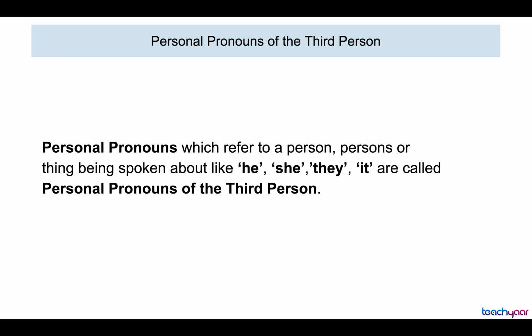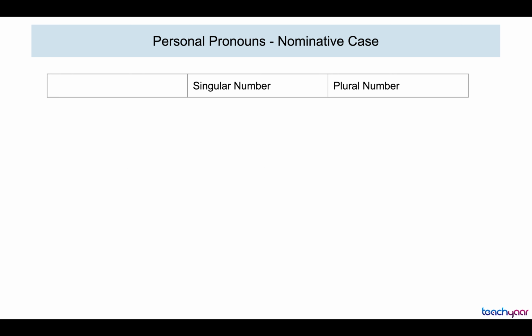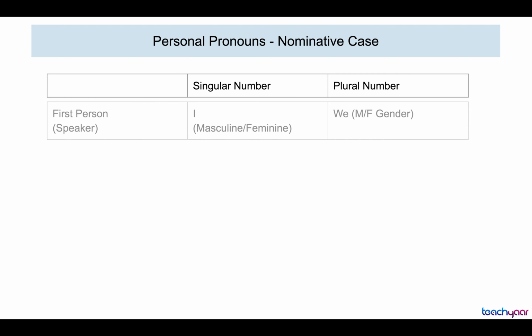Personal pronouns of the third person. So what are the personal pronouns which refer to the third person? It can be he, if it is masculine gender, she, they if it is plural, it if it is neuter gender. So they are all called personal pronouns of the third person. Now we can just put them in a tabular form for you to understand. Now you just need to think about it logically and you'll be able to learn it very easily.